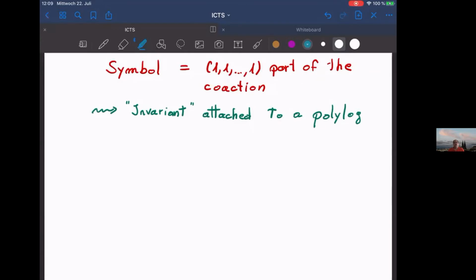So one way of defining the symbol is, it is the part of the coaction where we have broken down everything to the maximum. So the part of the coaction is 1, 1, 1, and so on. It has weight 1 in every slot. And we've also seen that it's unique. So the symbol, you can think of it as some kind of invariant attached to a polylog. It's a unique invariant that you can attach to a polylog. We had one invariant which was the weight. So here's a bit more refined invariant, which is called the symbol. For example, the symbol of log x, well, log x is weight 1, so there's a unique way of breaking weight 1 into weight 1, which is just you keep the function as it is.